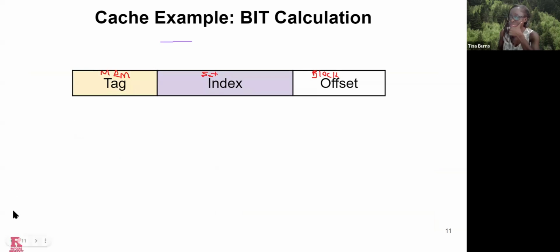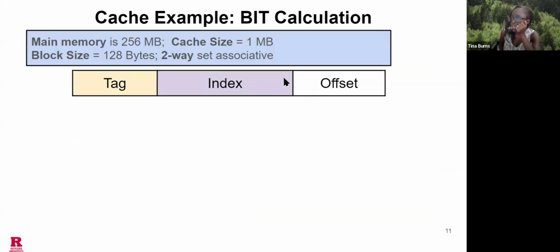Let me go ahead and clear the whole drawing. Let's say I have an example like this. It's a little bit different than what we were looking at before. Let's say I have a main memory size of 256 megabytes, which tells me my main memory size. I also have a cache that's 1 megabyte, I have my blocks, and I tell you that it's two-way set associative. How do I calculate or determine these 3 items right here?